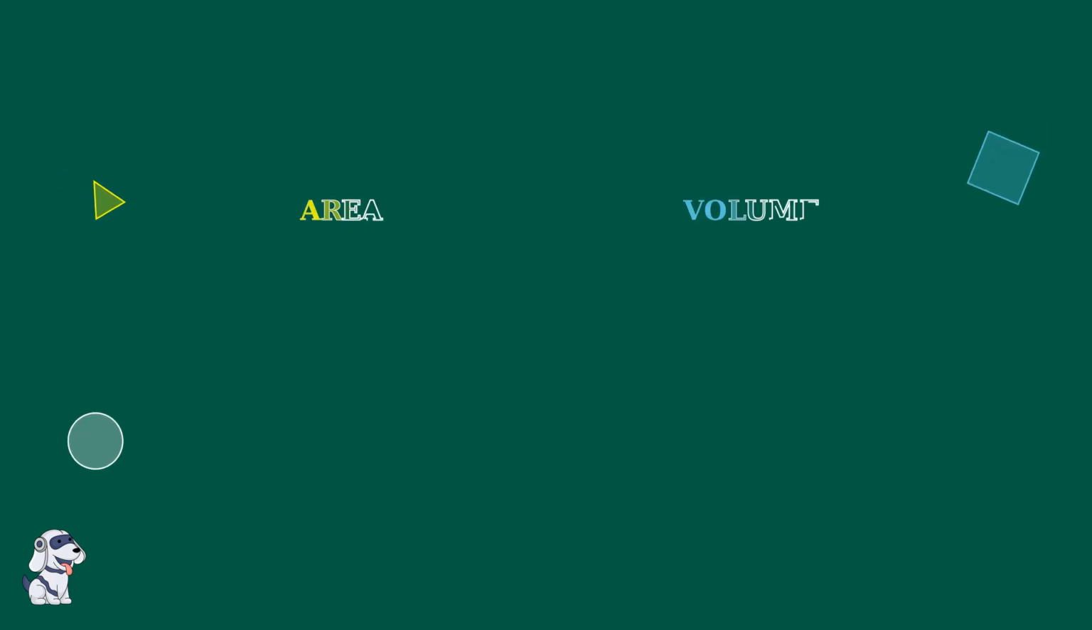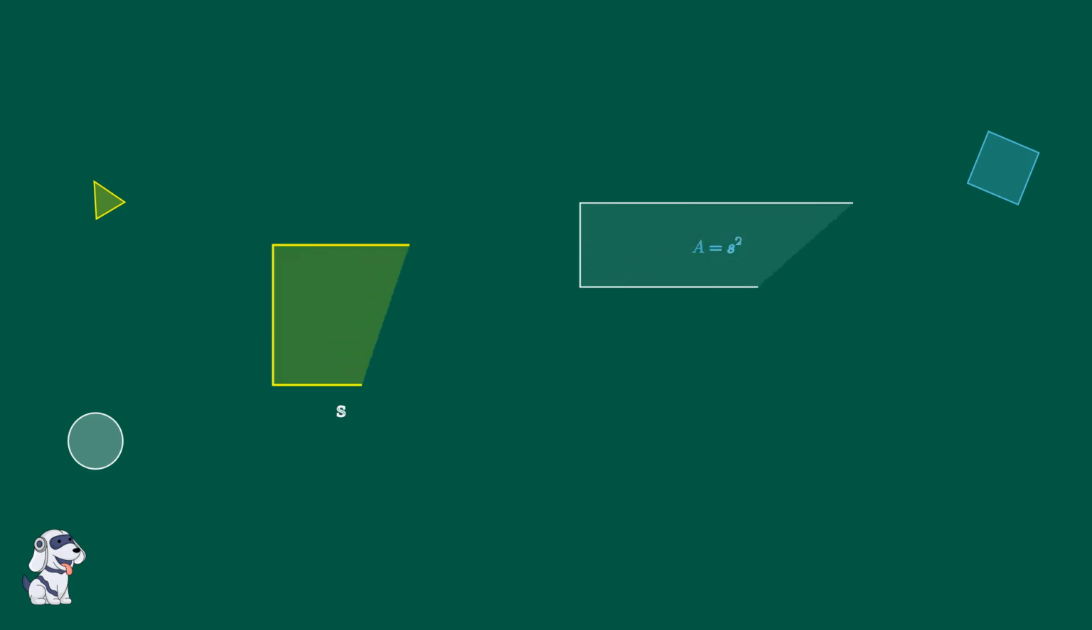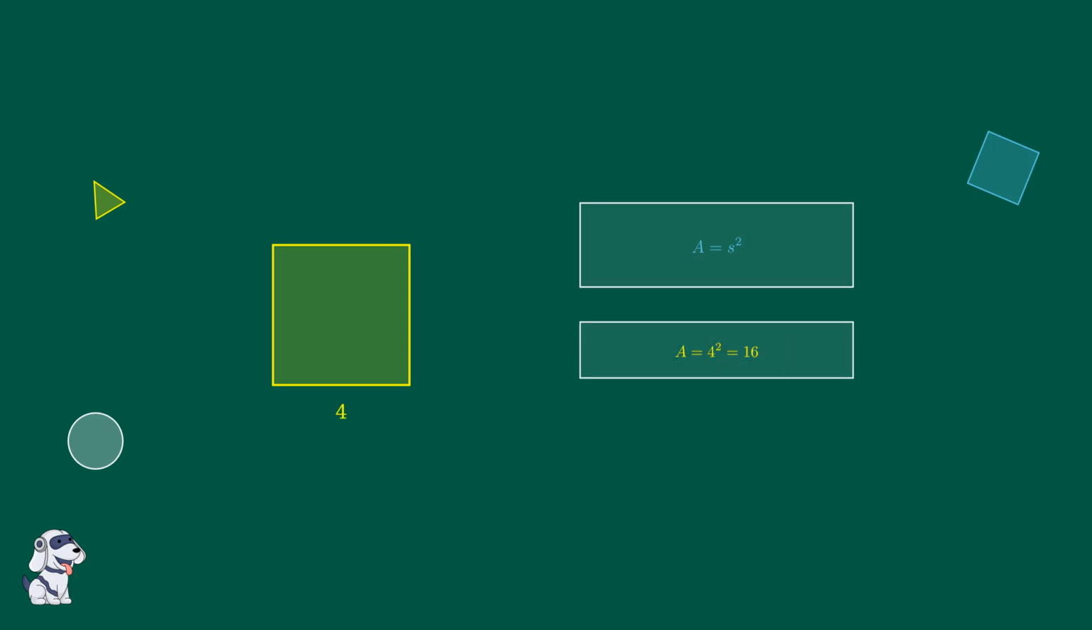Area and volume are fundamental concepts in geometry that help us measure space. Area tells us how much space a two-dimensional shape covers, while volume tells us how much space a three-dimensional object occupies. Let's start with area formulas for basic two-dimensional shapes. The area of a square is side length squared, written as A equals S squared. For example, if a square has sides of 4 units, its area is 4 squared, which equals 16 square units.